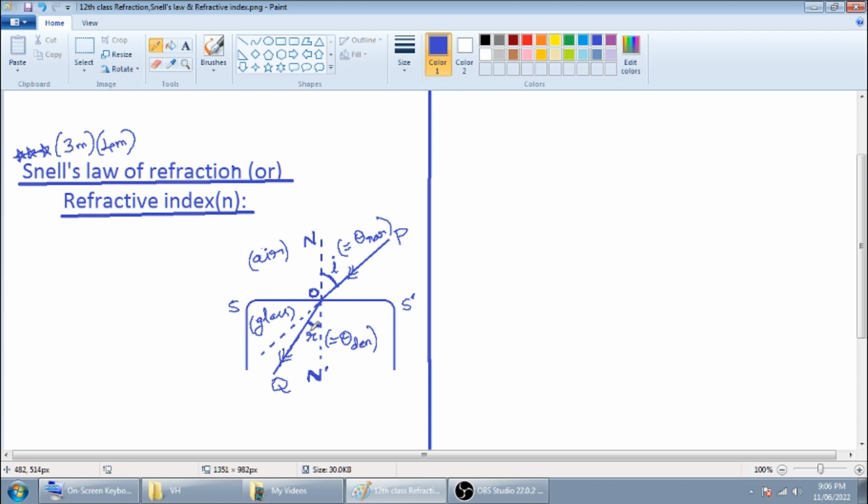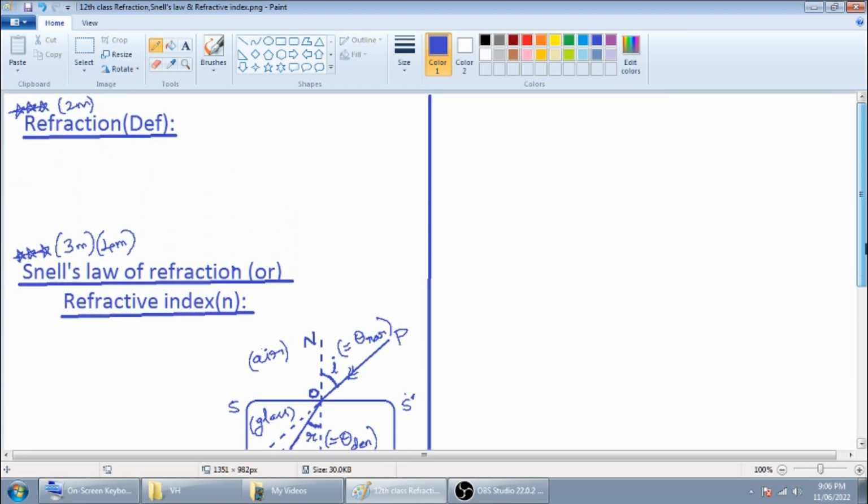Now we have the simple definition of refraction. It's a 2 marks question, very important, an objective, very short answer question, carrying 2 marks in different boards, whether it is any state board or central board, any board exam. This is a very important 2 marks answer.